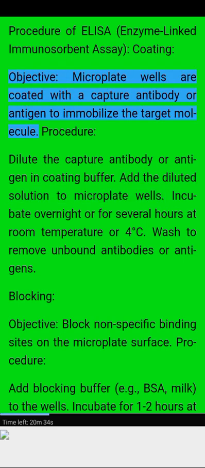Objective. Microplate wells are coated with a capture antibody or antigen to immobilize the target molecule. Procedure. Dilute the capture antibody or antigen in coating buffer. Add the diluted solution to microplate wells. Incubate overnight or for several hours at room temperature or 4 degrees Celsius. Wash to remove unbound antibodies or antigens.